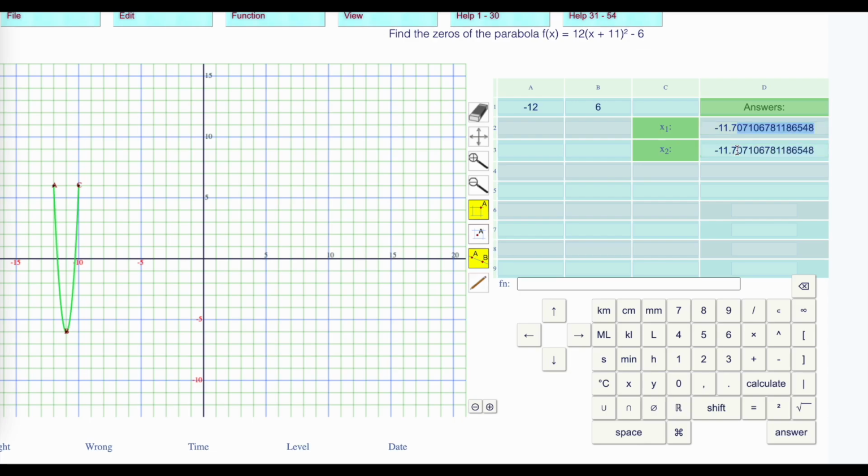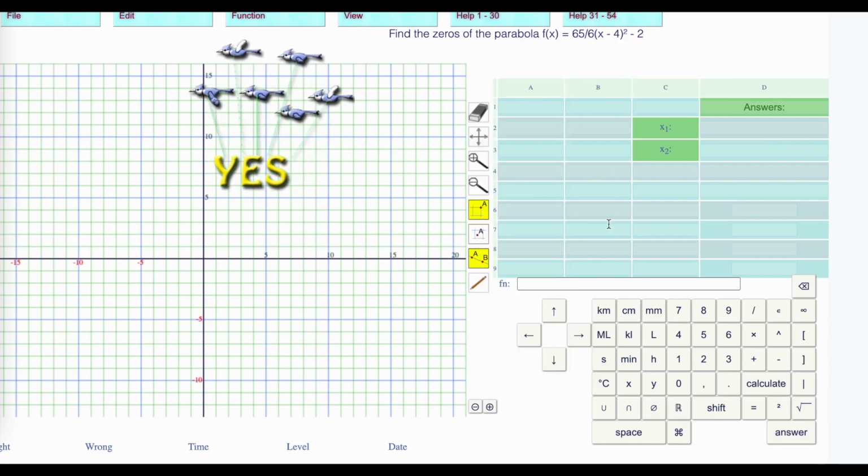I'm going to fill that down to get the plus or minus square root. I'm going to do the plus square root right there. That gives us -10.29. There's the -10.29 right here. -11.707 is right there. And then we press answer to see if we are correct. That's how to find the zeros, or the x-intercepts, of the parabola.